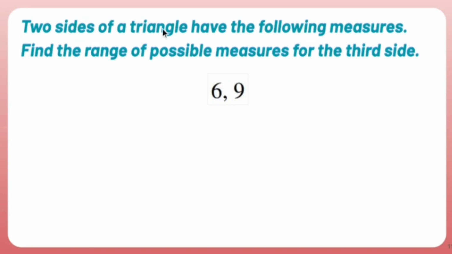The two sides of a triangle have the following measures. Find the range of possible measures for the third side. Simple. What you do is you take these numbers and you subtract the largest from the smallest. That's 3. Then you add these two, that's 15, and your third side, which we'll call x, has to be in between them. It can't be equal to, it has to be in between.